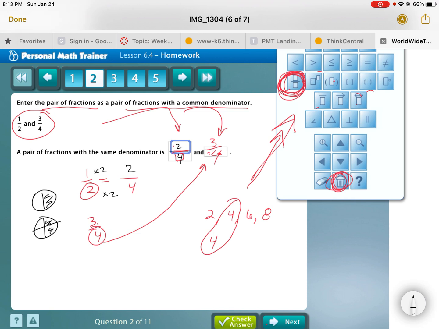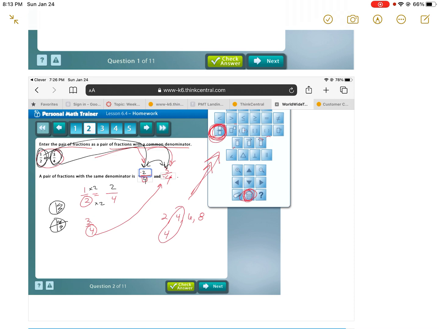Now, what you don't want to do is reverse these guys. If this one's 1/2, then its renamed fraction goes first. The renamed fraction for 3/4 goes in the second. If you reverse the order, Go Math is going to tell you you're wrong.